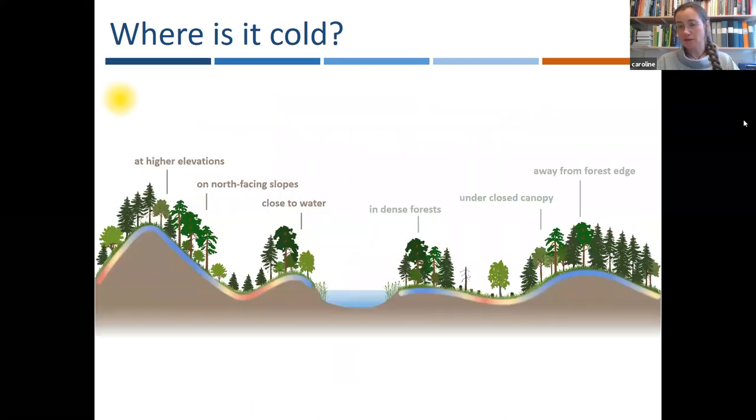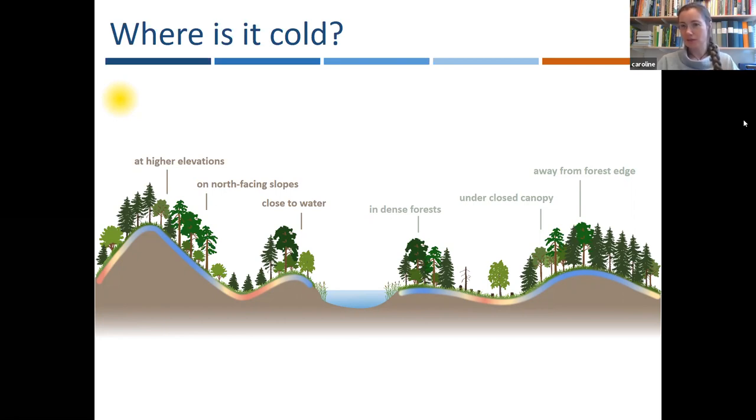But there are also other effects. So for example, these terrain or topography effects that I was talking about earlier. So it is cold also at higher elevations. That's why on the very high mountains, there is always snow on the top. It's cold on north-facing slopes where the sun doesn't reach so often and so strong. It's also cold close to water. So water has a very important buffering effect on high temperatures. So these are all the terrain effects.